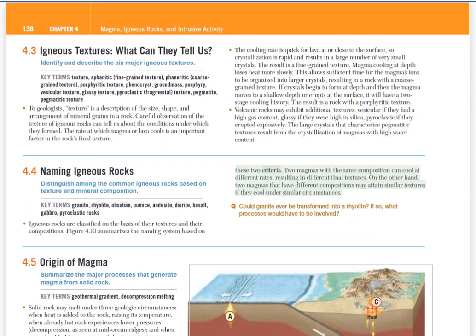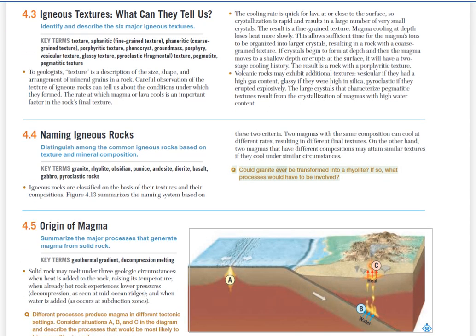These two criteria. Two magmas with the same composition can cool at different rates, resulting in different final textures. On the other hand, two magmas that have different compositions may attain similar textures if they cool under similar circumstances. Q. Could granite ever be transformed into a rhyolite? If so, what processes would have to be involved?